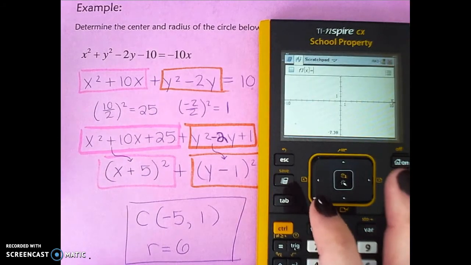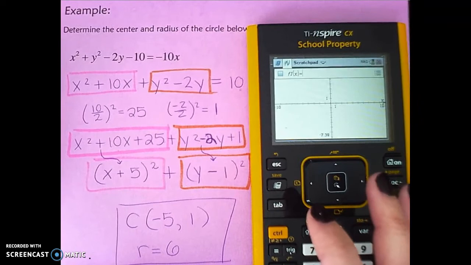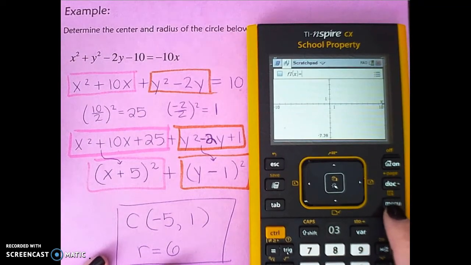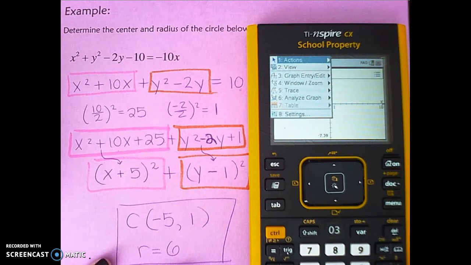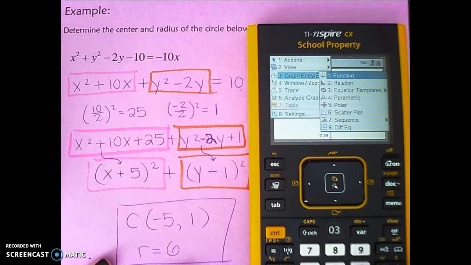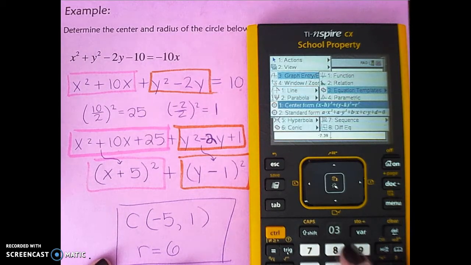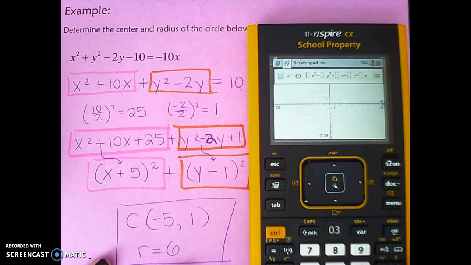Once the graph pops up, I'm going to go ahead and hit the menu button, which is over on the right hand side below the dot key. We're going to go to option 3 for graph entry/edit, and option 3 again for equation templates, and option 3 once more for circle. Then we're going to go to option 2 for standard form.